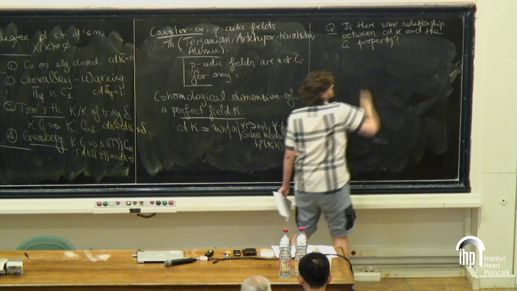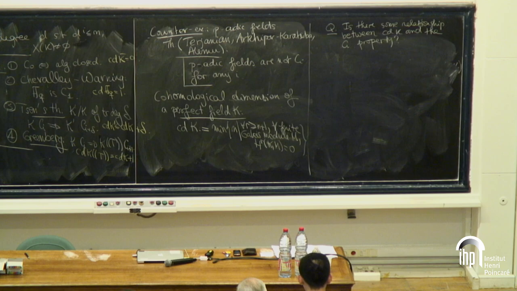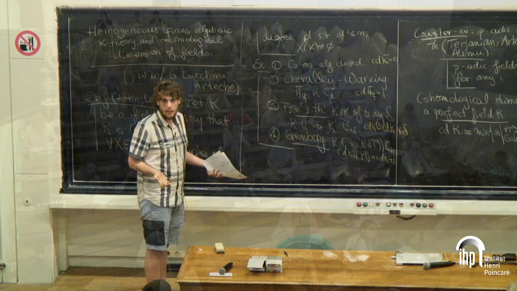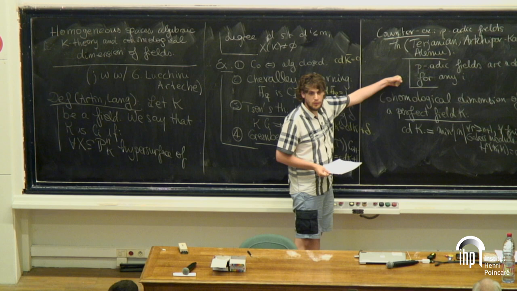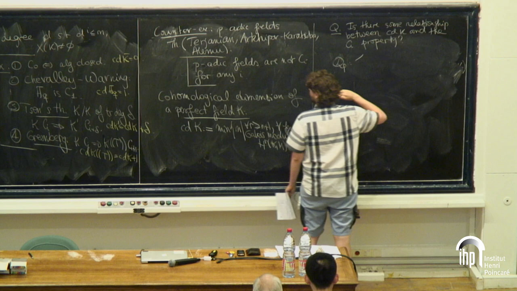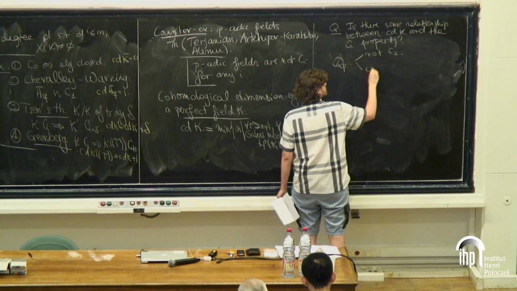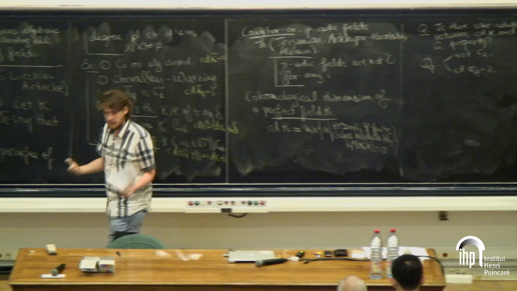So in the most naive case, one may say, OK, maybe a field has cohomological dimension at most i if and only if it is Ci. This question is, in fact, over-optimistic, because we already have a counterexample. If you take a p-adic field Qp, then you know that it is not C2, and not even Ci for any i, but it indeed has cohomological dimension 2. And so you cannot say that there is an equivalence between the Ci property and the cohomological dimension.